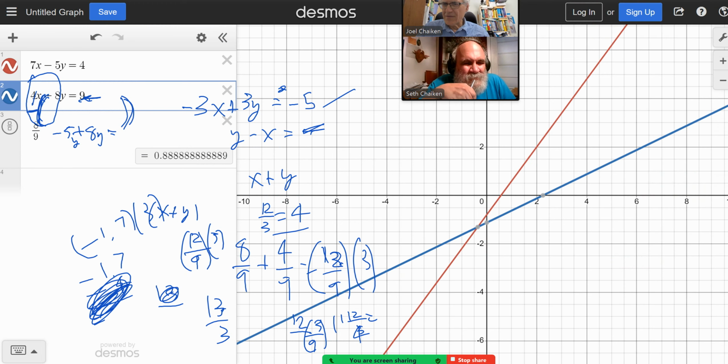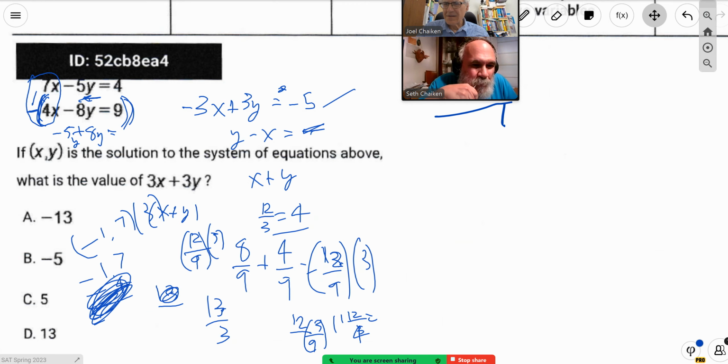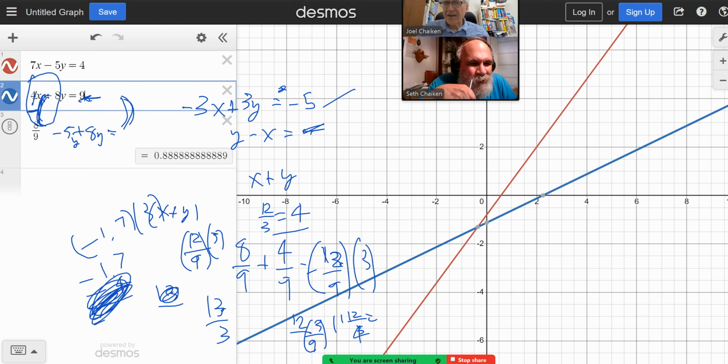7x minus 5y is 4. 4x minus 8y is 9. 4x. Graph it. That's the intersection point. Negative 0.4, negative 1.3 is... When you add them together, you get negative 1.7.